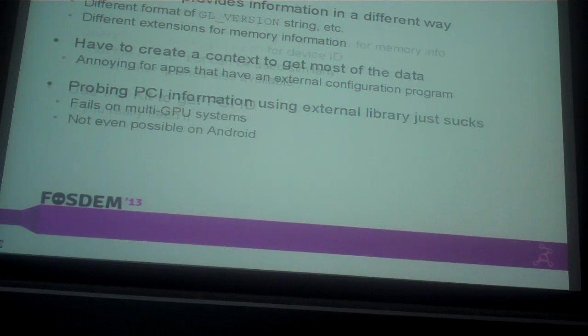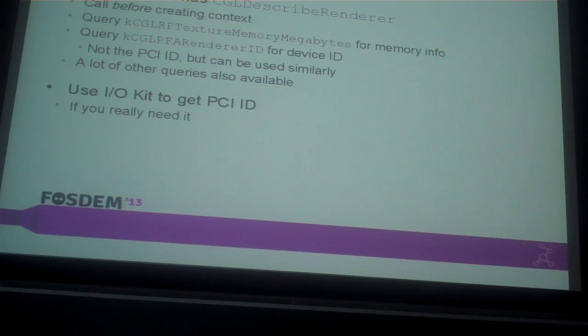So on other platforms, things are a little bit better. Apple has a pretty nice interface called Describe Renderer, where they can advertise multiple different GL libraries, essentially, and then you can pick one. So you could pick the software renderer, or if you've got a multi-GPU laptop, you can pick to use the integrated graphics or the discrete graphics.